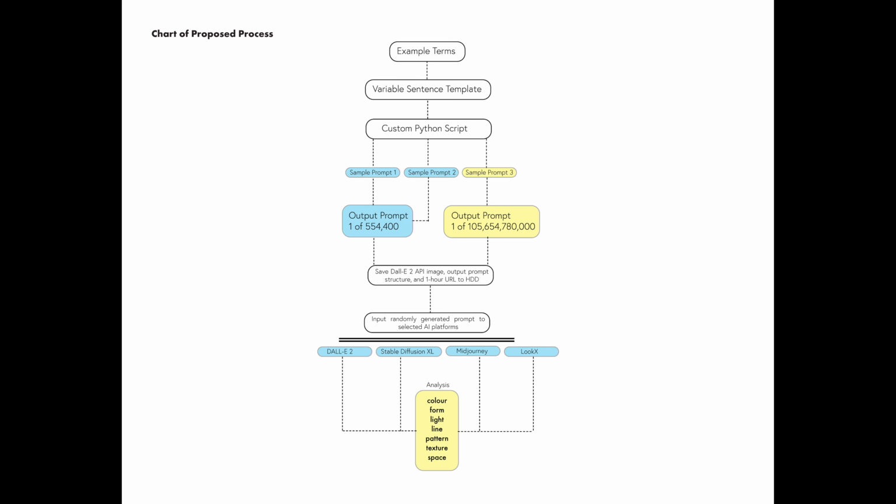And so for those platforms which do not have an API provided, we can then pull from that saved file and input the prompt into each one of the other examples. So remember, we'd be looking at DALL-E 2, Stable Diffusion XL, Midjourney, and LookX. And so each one of those would have the exact same prompt sent into it, and then an analysis would be done of those 7 elements of interior design. So this is just kind of an overview as to everything we'll be talking about today.